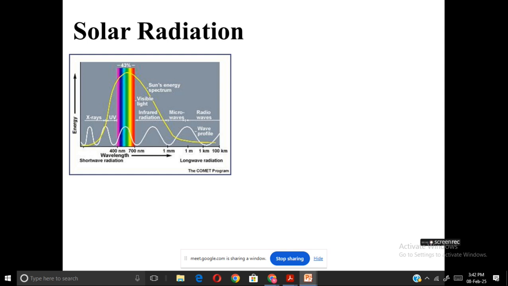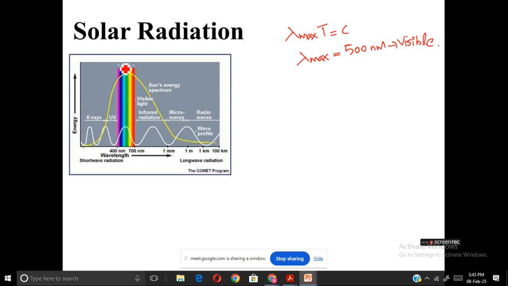So we learned about the incoming solar radiation. With the help of Wien's displacement law, which is lambda max into T equal to a constant, we found what is the maximum wavelength at which the solar radiation is being emitted. So we got the value around 500 nanometer, I guess, which is basically in the visible region.